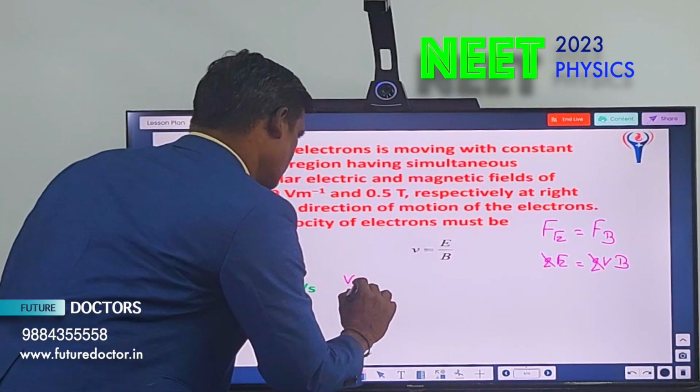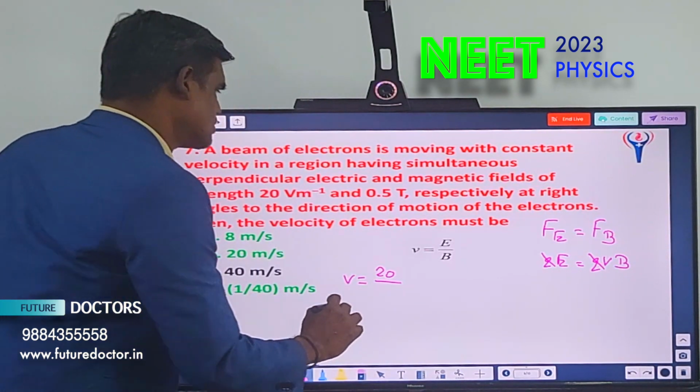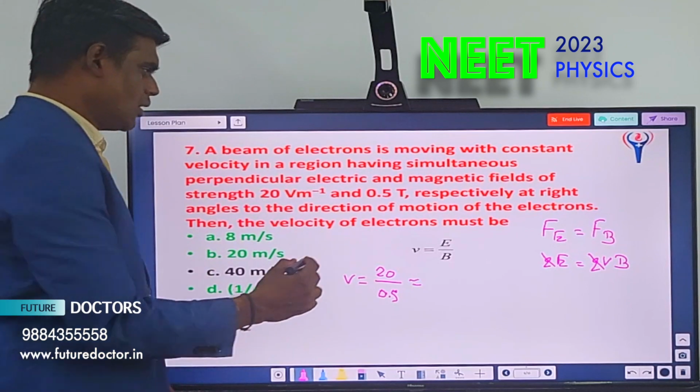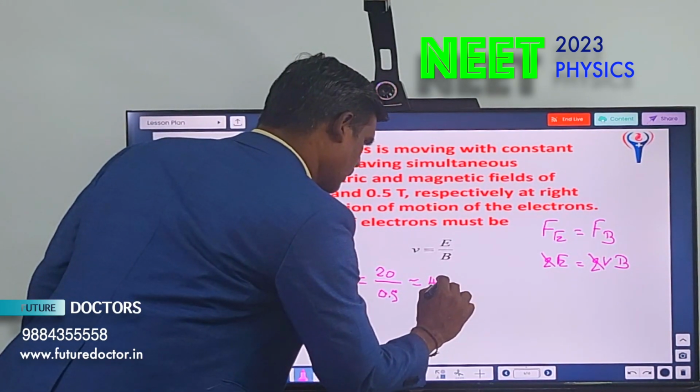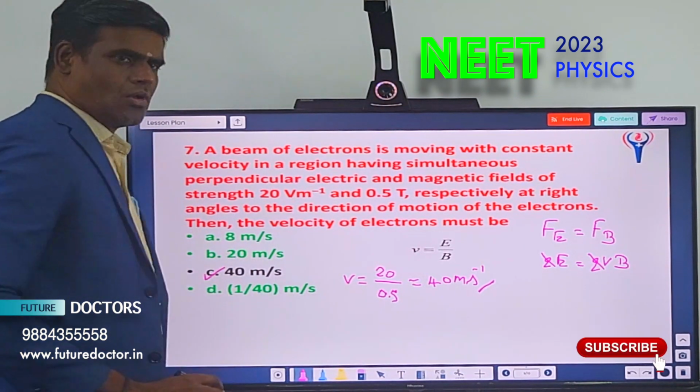Then substitute. Value of E is 20. 20 divided by B, which is 0.5. 20 by 0.5 is 40. 40 meter per second. That is option C. Option C is the correct answer.